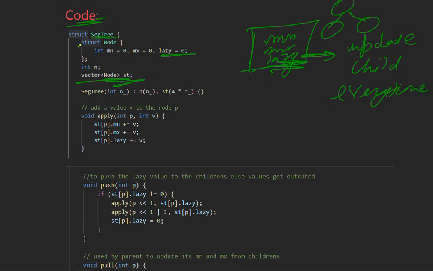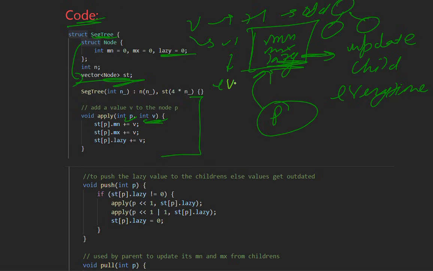Then we have made a vector of this node: min, max, lazy. The first function is apply. Suppose p is a node of this type, and we have given a value v. V can be either +1 if the number is odd, or -1 if the number is even. We update our minimum with plus v, maximum with plus v, and lazy with plus v. If apply is called, we are updating min, max, and lazy.